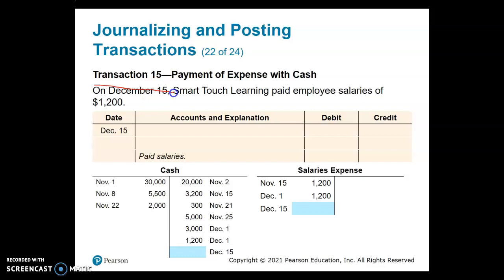Transaction number 15. They paid employee salary of $1,200. So we've done one like this already. Salaries expense is your debit. Cash is an asset going down. That is your credit.